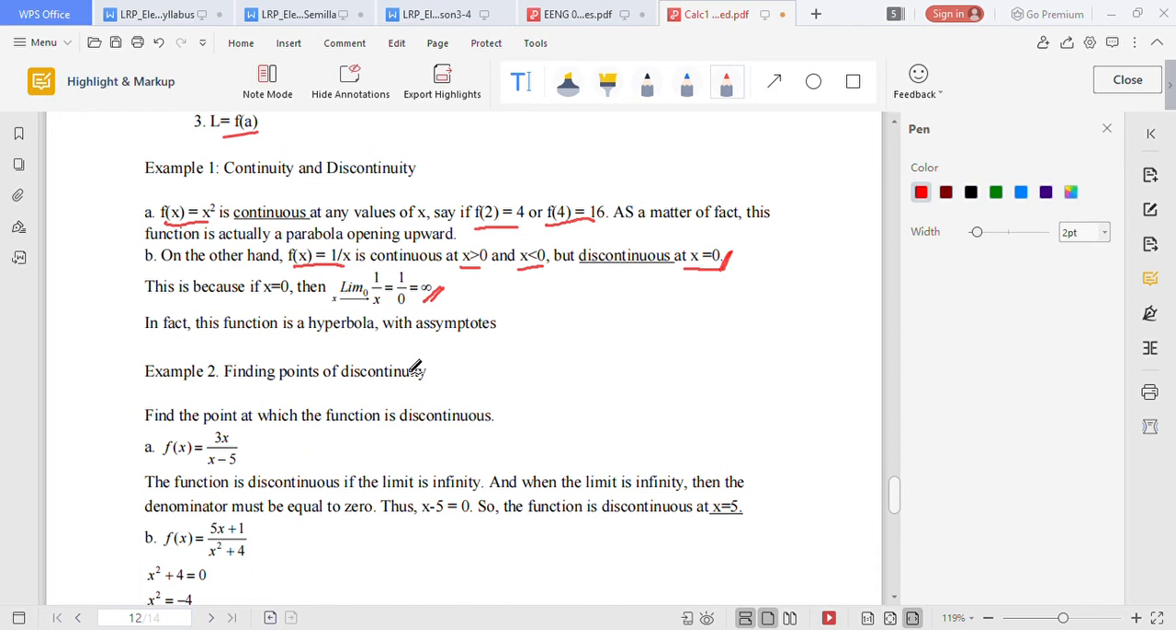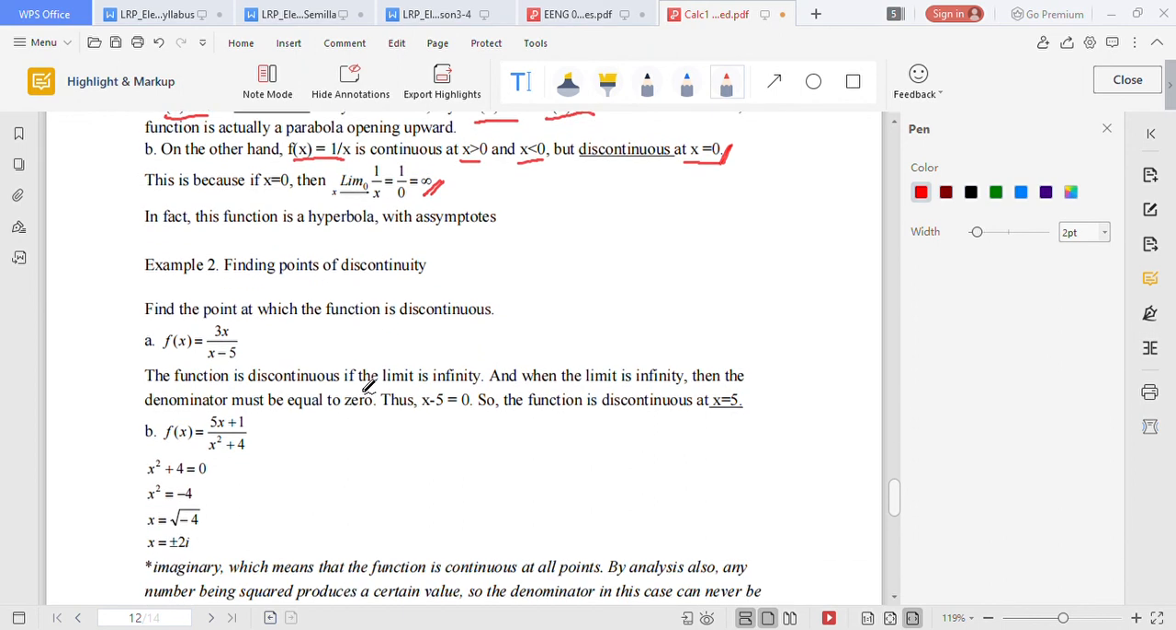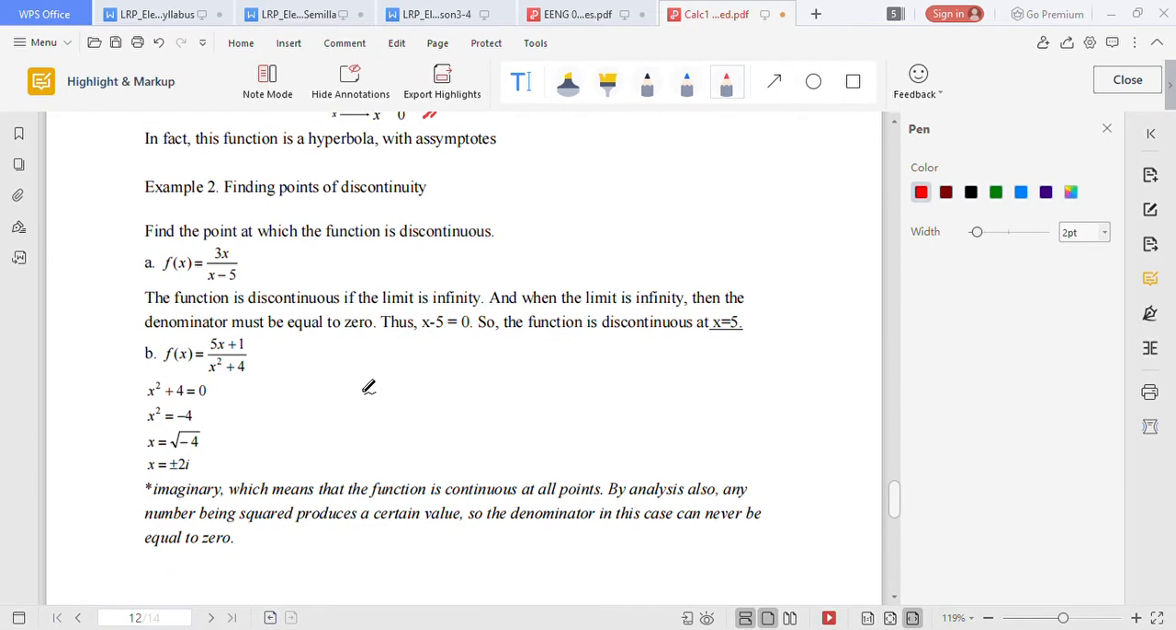Okay? So for another example, we find the points of discontinuity at which the function is discontinuous. If we have a given function, say f of x equals 3x over x minus 5, the function is discontinuous if the limit is infinity. And when the limit is infinity, then the denominator must be equal to 0. Thus, x minus 5 should be equal to 0. So the function is discontinuous at x equals 5.